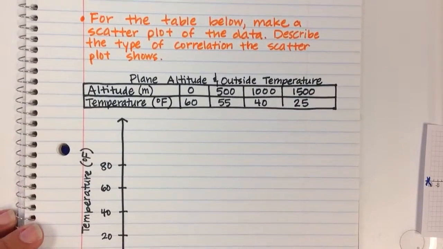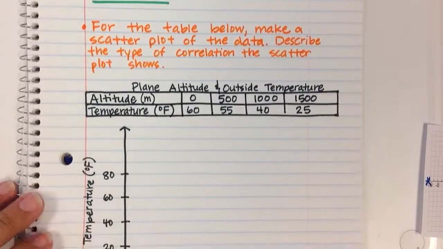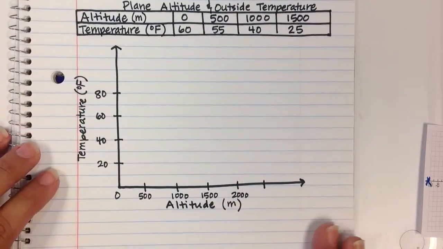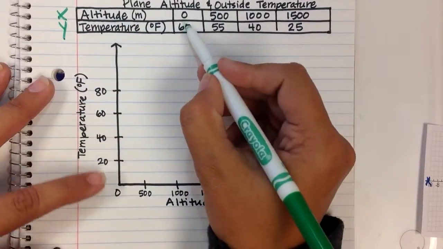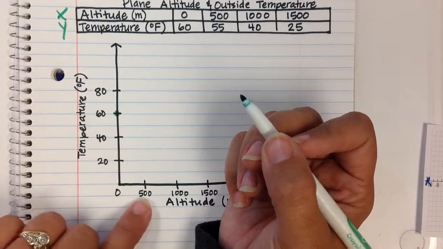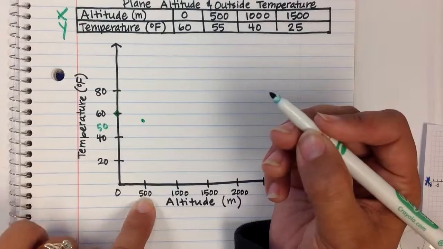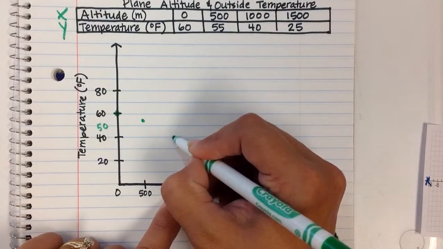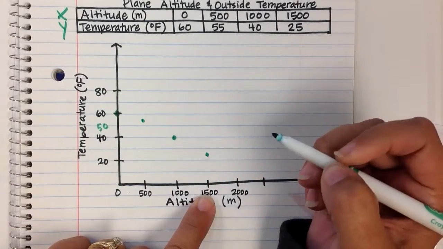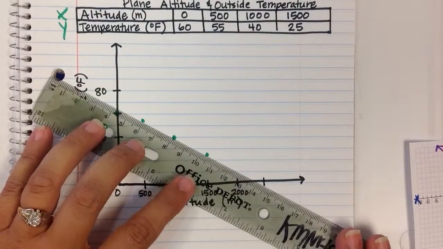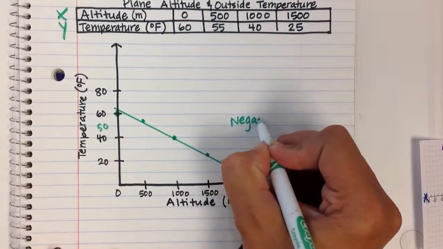All right, for the table below, make a scatter plot of the data and describe the type of correlation the scatter plot shows. We're just graphing the x and y values we're given. So x is 0, y is 60, x is 500, y is 55, which is somewhere in here. x is 1,000, y is 40, x is 1,500, y is 25. So it looks like this line might kind of go through here, and this is a negative correlation.